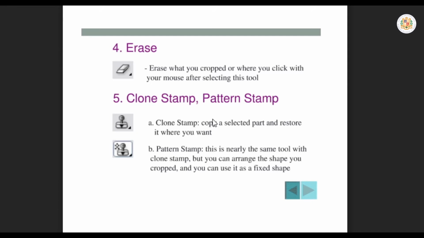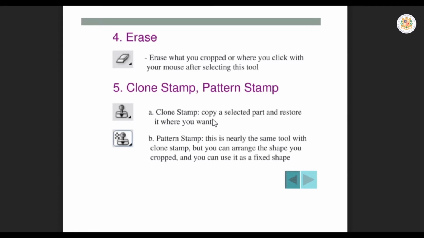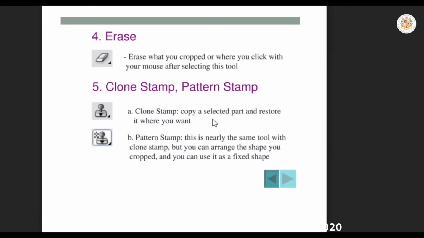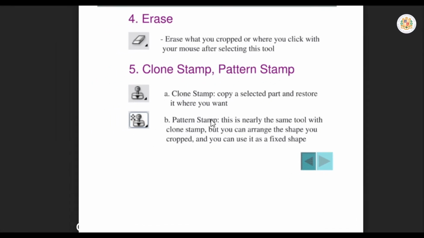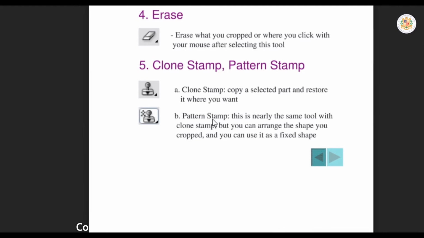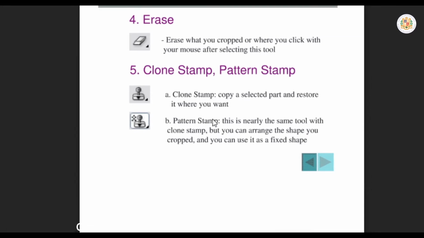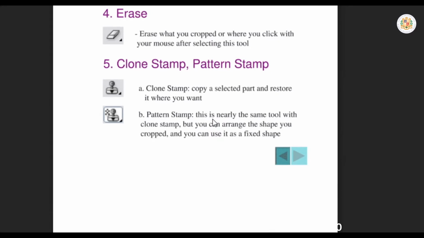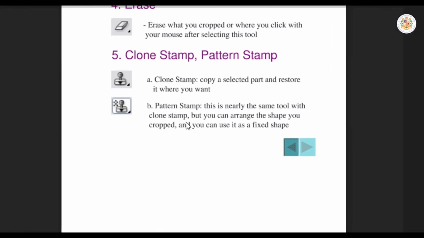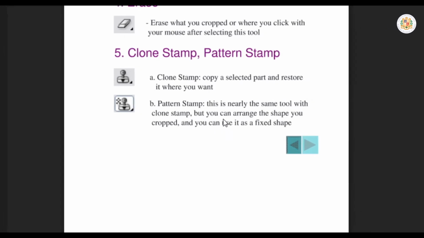Number 5, we have clone stamp, pattern stamp. Clone stamp, copy a selected part and restore it where you want. Next is pattern stamp. This is nearly the same tool as clone stamp, but you can arrange the shape you crop and you can use it as a fixed shape.